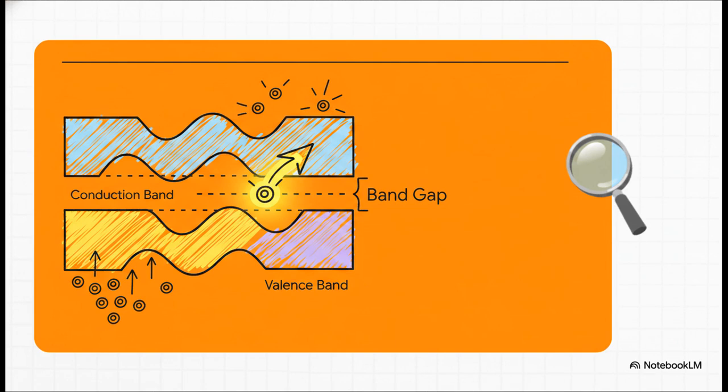So the most important part of this whole picture is the space between them. We call this the band gap. You can think of it as the price of admission. It's the exact amount of energy an electron has to absorb to make that leap from its home in the valence band to total freedom in the conduction band.